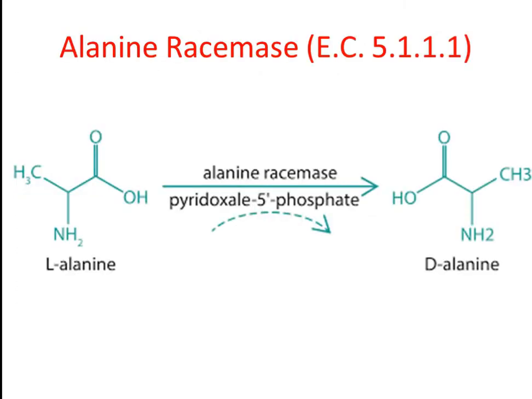So this is the example of isomerase, alanine racemase, which can be indicated by EC number 5.1.1.1. This enzyme catalyzes the conversion of L-alanine to D-alanine, which are the racemic forms of each other. This enzyme particularly requires pyridoxal 5-phosphate as a cofactor.